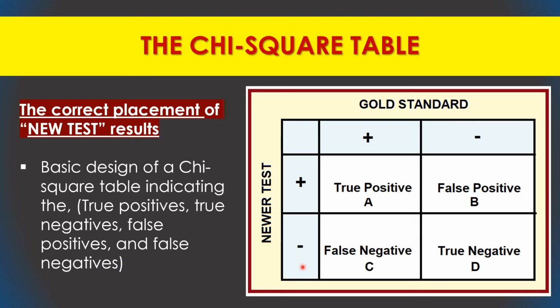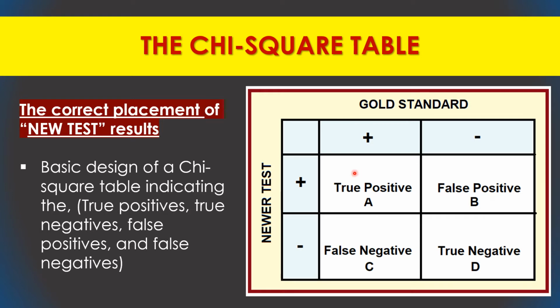A negative result, okay, and if you have a negative result, but it is not negative by the gold standard, there is a disease by the gold standard, what do we call this? This is called the false negative. And on the other side, in the last corner, we have the true negative, meaning that the newer test said that it is negative, and the gold standard also agreed with it. So it is a true negative.